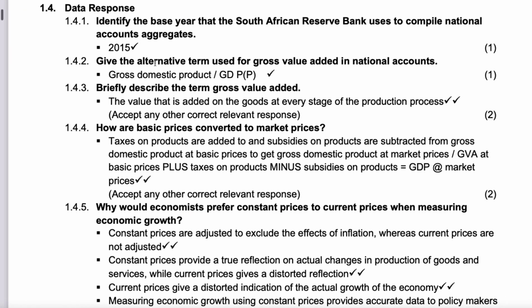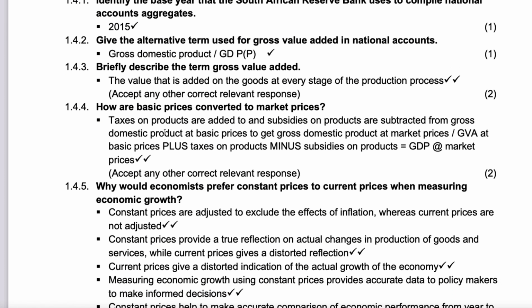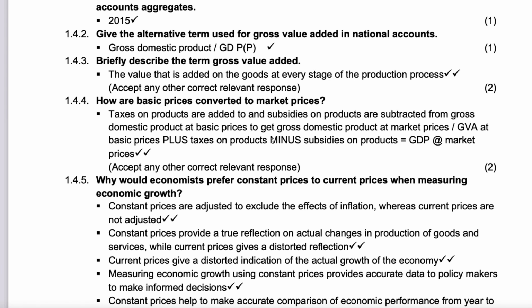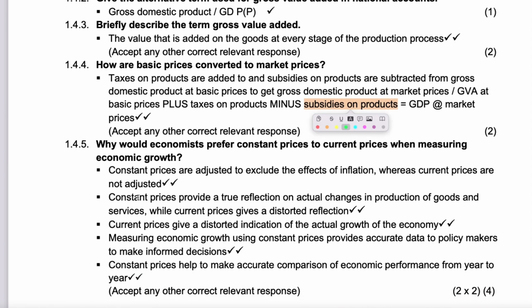Okay, so now I'm going to project my answers. There we have it. 2015 was the base year. And then gross domestic product is the other term for GVA. And then the value that is added, yes, that's what we said. Then how are basic prices converted? Yes, we said we add taxes on products. There we have it. Then we subtract subsidies on products, and then we get market prices. It's as simple as that.